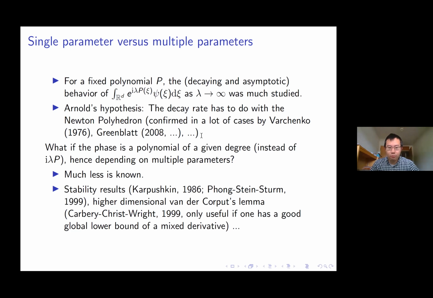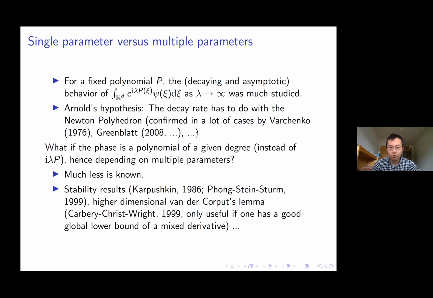But my focus today will be, what if we're not looking at this one parameter situation? What if the phase, you just know it's a polynomial of a given degree, for example, of just degree 100, and it might depend on multiple parameters. And then this situation is not that well studied to my knowledge, and I'll just mention a few related previous results. I think Karpushkin proves stability results in 2 dimensions, meaning that in certain situations, if you perturb the phase a little bit, then the decay rate wouldn't change.